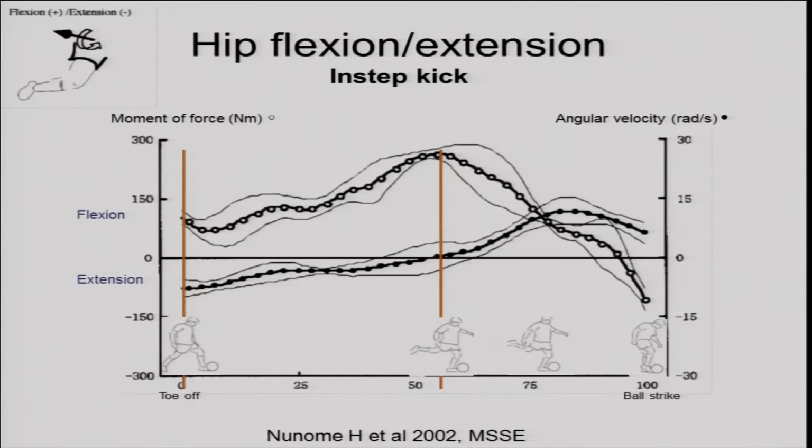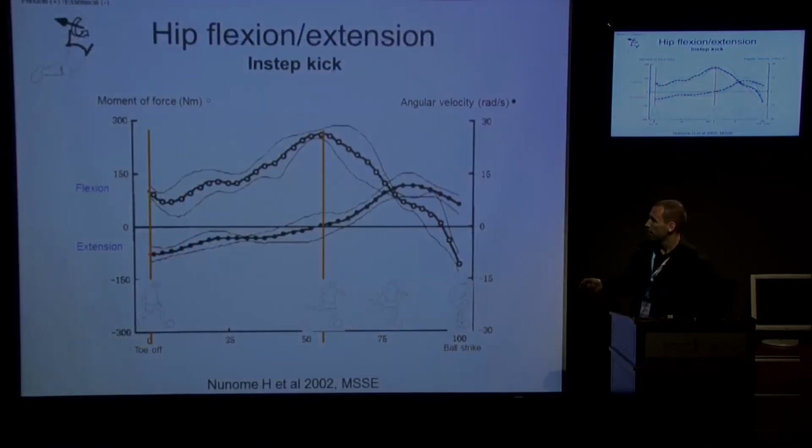First, this is in the plane of flexion and extension around the hip joint. The solid bars here show velocity, and this one shows moment of force. When the values are negative, it means towards extension, and when they're positive, towards flexion. So first, here the values are negative, meaning that the hip is extending, so the leg is going back. That's the backswing phase, until here, where we start the leg cocking phase.